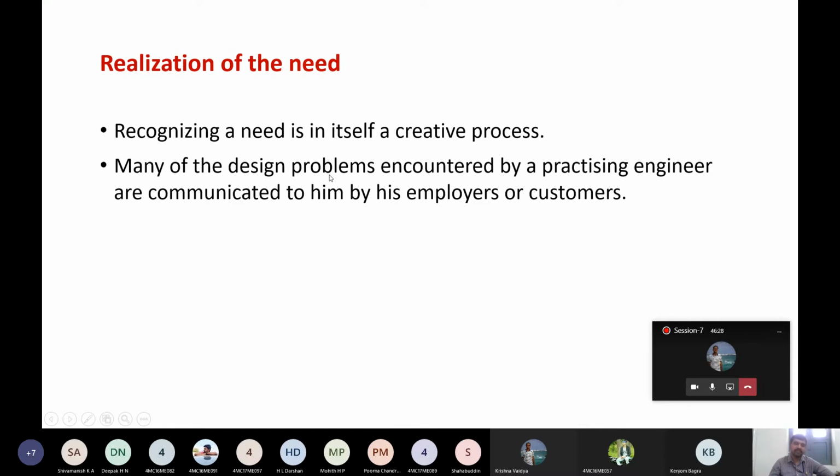Okay, many of the design problems encountered by a practicing engineer are communicated to him by his employers or customers.